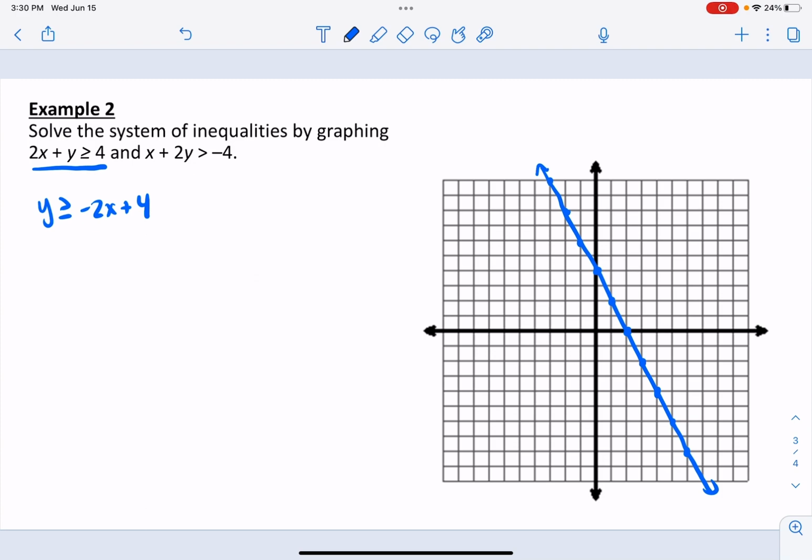Okay, so I'm going to do this one a little bit differently. So if I test the point 0, 0, I'm going to test it in this one that I've manipulated. 0 greater than or equal to 4. So that's false. So I'm going to be shading this way.